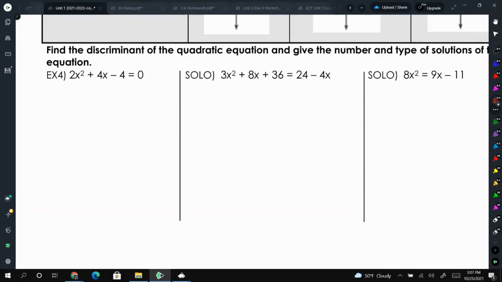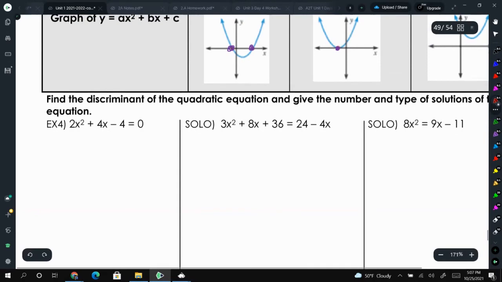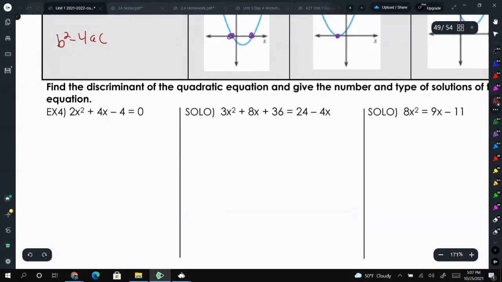So the discriminant, I'm going to write it right here, just so that we don't got to go back and forth. Again, we're not solving the quadratic equation. We're just trying to figure out how many solutions there are. So we only need the discriminant there.